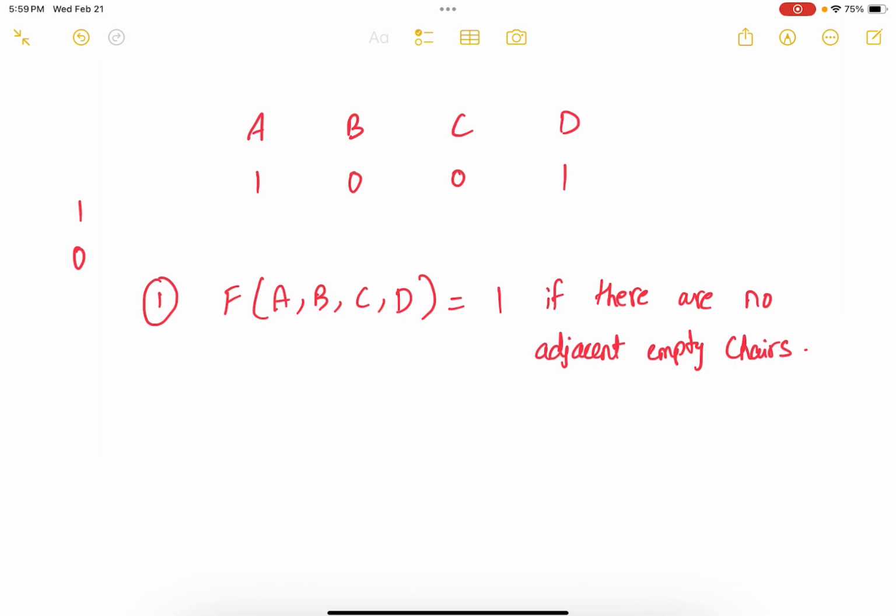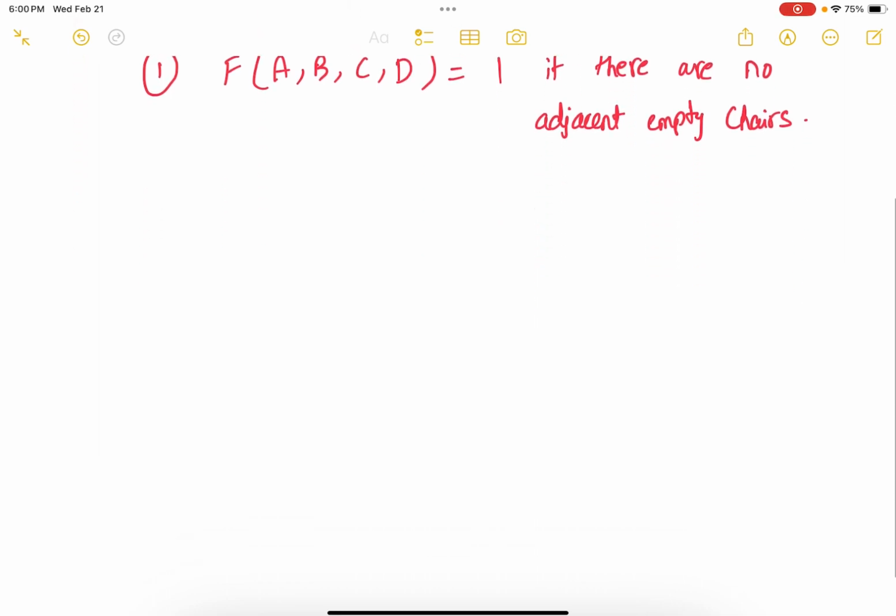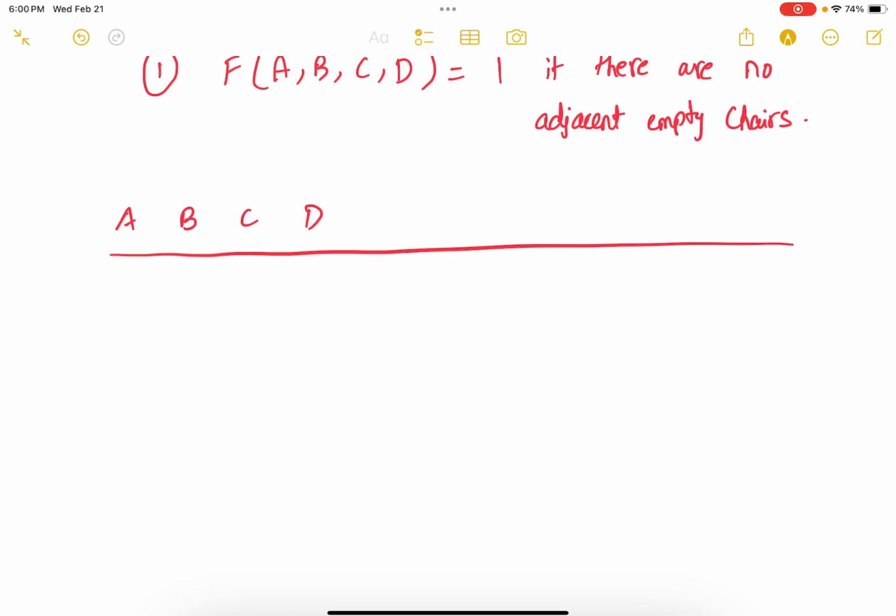Okay, to solve this problem, we need to write down the truth table. That's the easiest way. So we have four chairs A, B, C, D. Since you have four chairs, they can have 16 combinations. That is, a chair can be occupied or not. Therefore, the first combination would be all four are empty.